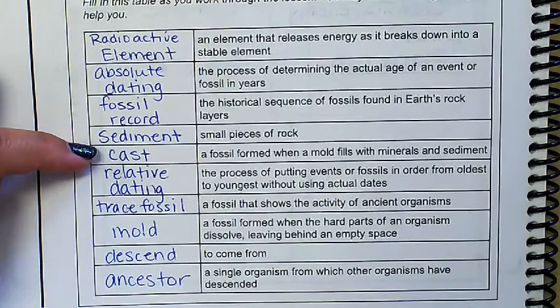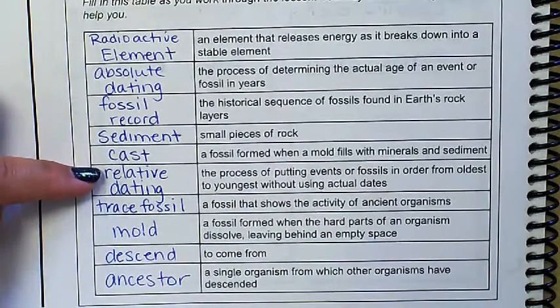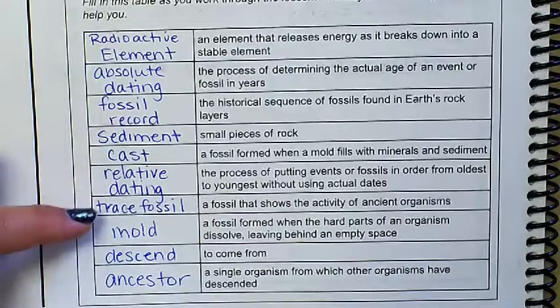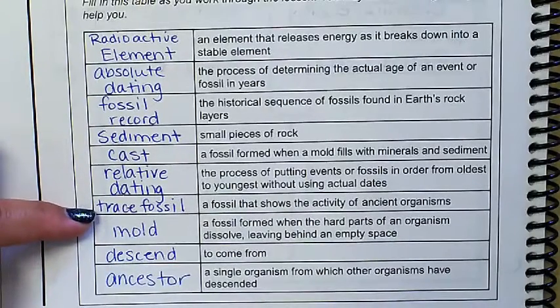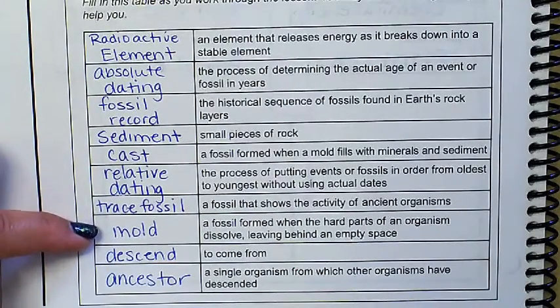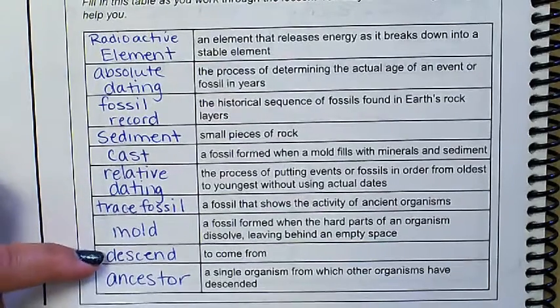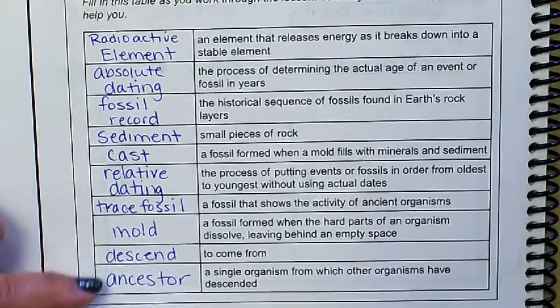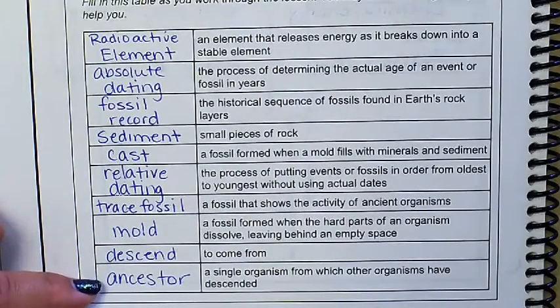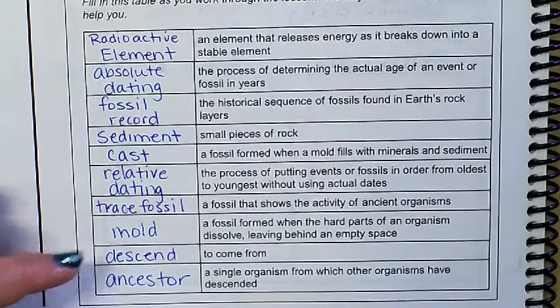Cast, a fossil formed when a mold fills with minerals and sediments. Relative dating, the process of putting events or fossils in order from oldest to youngest without using actual dates. Trace fossil, a fossil that shows the activity of ancient organisms. Mold, a fossil formed when the hard parts of an organism dissolve, leaving behind an empty space. Descend, to come from. An ancestor, a single organism from which other organisms have descended, have come from.